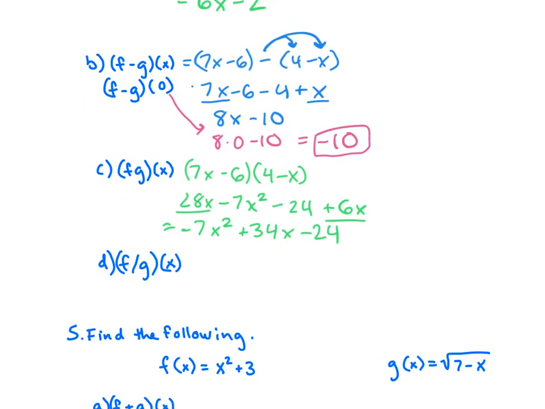And then the last one we have to divide. So we have 7x minus 6 over 4 minus x. We can't simplify this anymore, but we just have to state that x cannot equal 4, because then we would get a 0 on the bottom, and we can't have that.